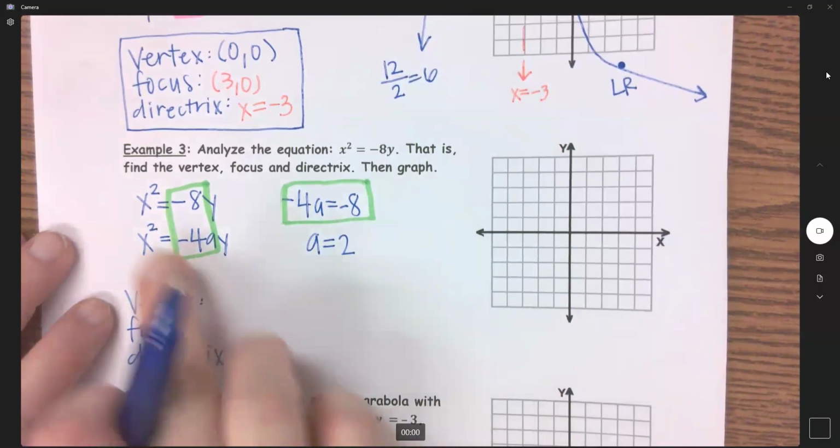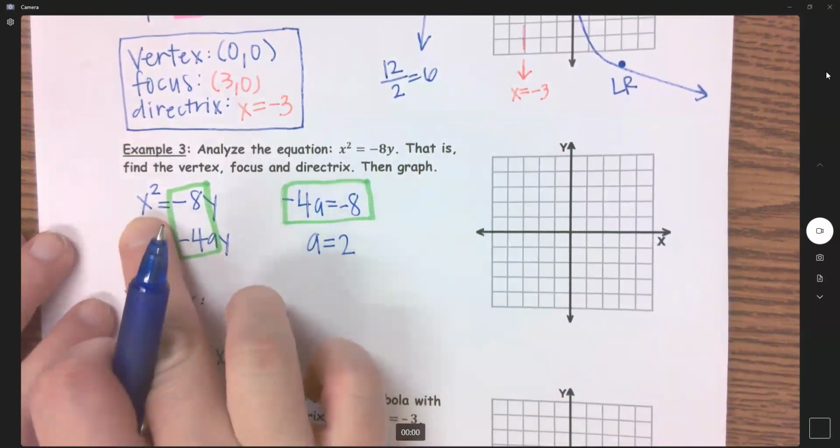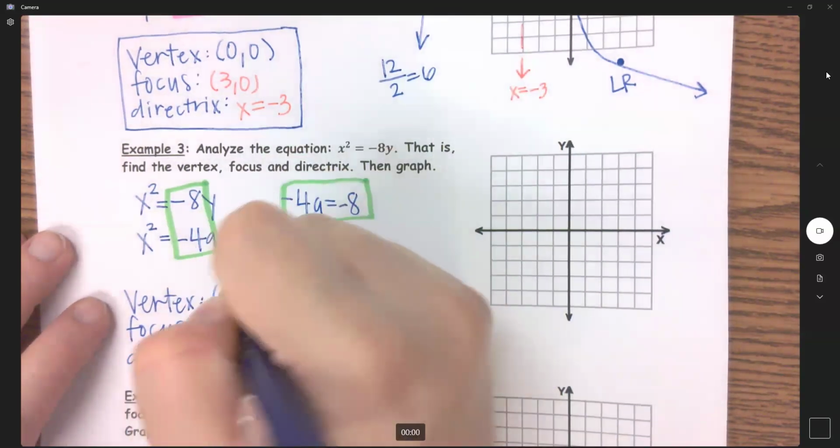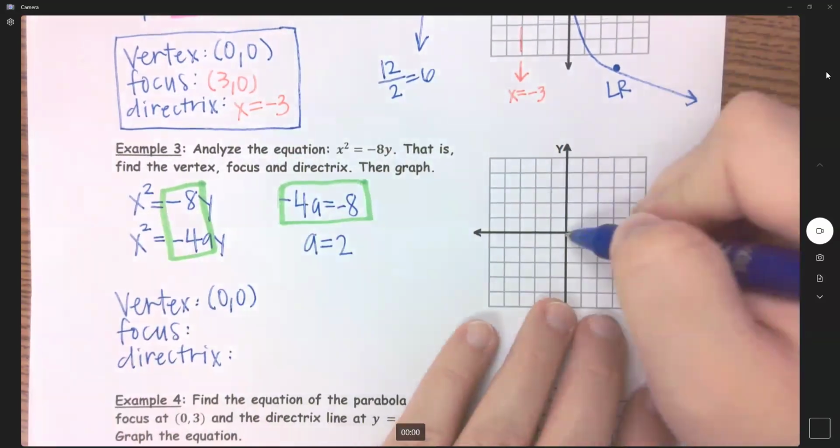It wants to know the vertex. And of this formula here, if I have nothing in parentheses with the x and nothing in parentheses with the y, my vertex is at 0, 0.